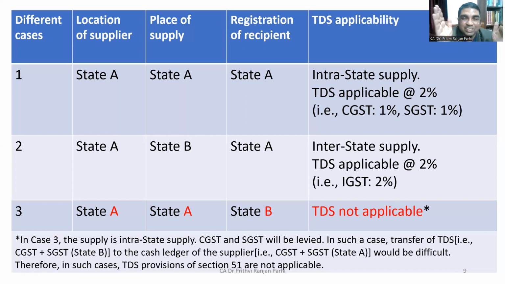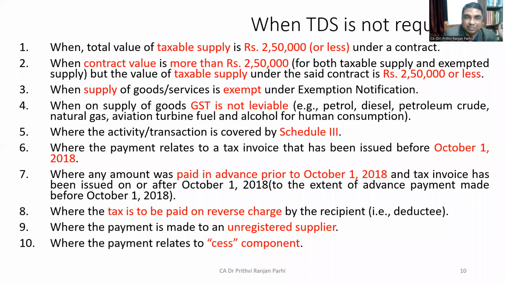Because you see, GST registration is a state-wise registration. In every state you can have a registration. So if you're registered in the state of Odisha, then you can deposit only OGST. You cannot deposit Chhattisgarh GST, nor Telangana GST or Andhra Pradesh GST. So it will be difficult for the recipient to deposit the CGST or SGST of a different state. Therefore, in order to avoid that complexity, the law has provided that in this case, TDS is not applicable. I believe this is clear to you. Let us move further now.